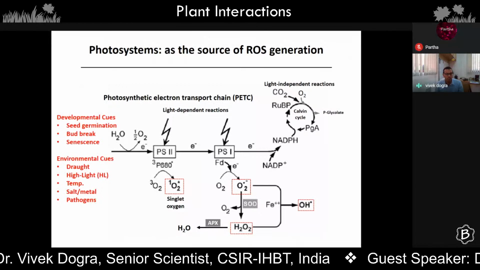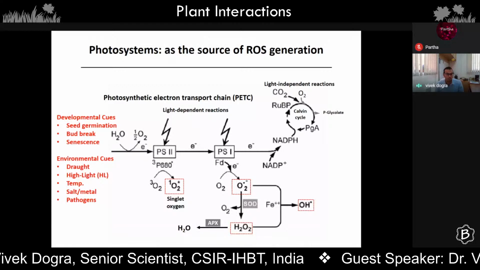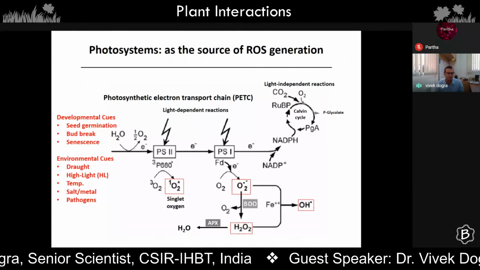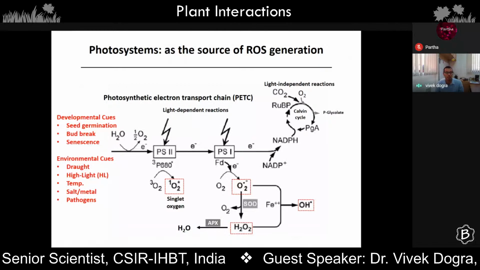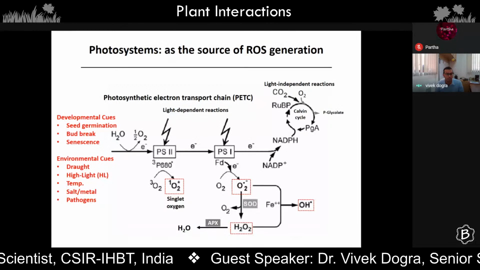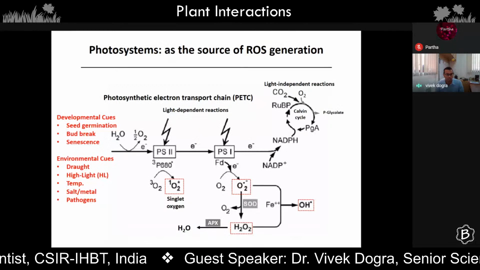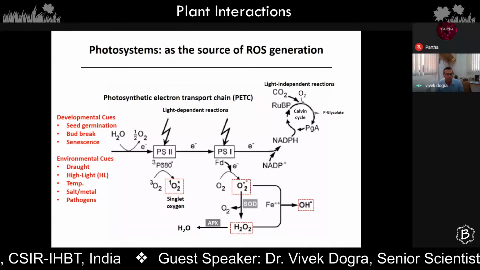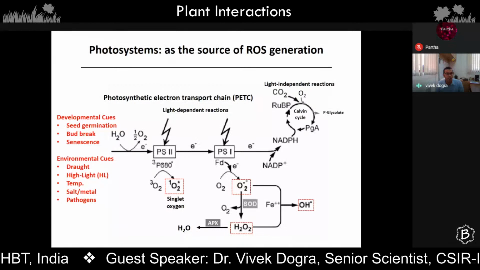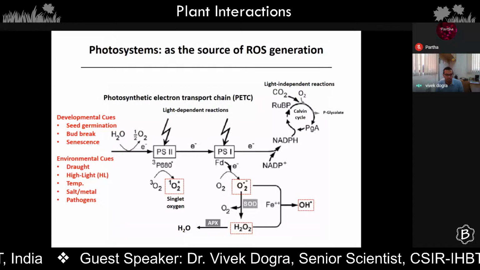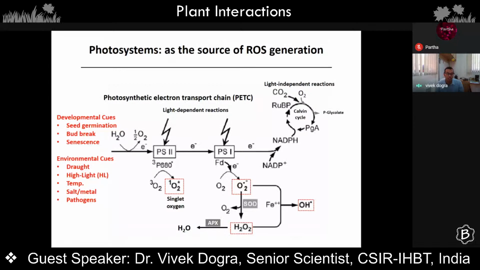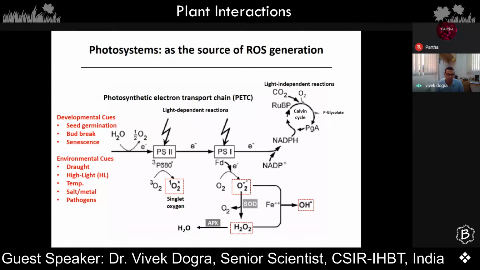But what happens when we have stress or developmental interventions? During development, for example, seed germination is a developmental process, or photomorphogenesis is a developmental process, or flowering is a developmental process. At that time there is an acceleration in these metabolic reactions, and that will lead to accumulation of these ROSs, which have certain functions in development.